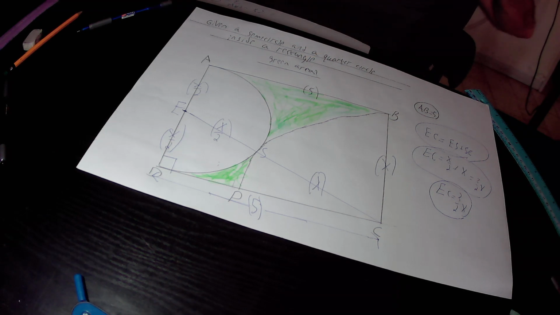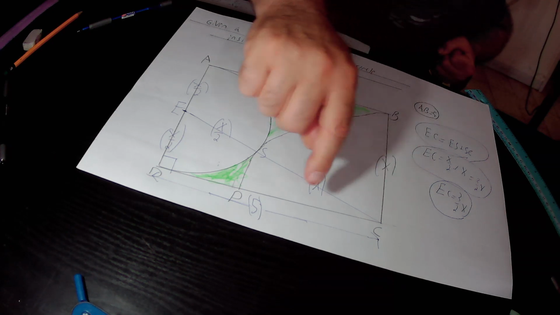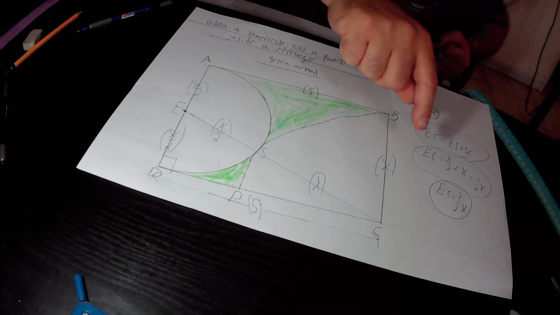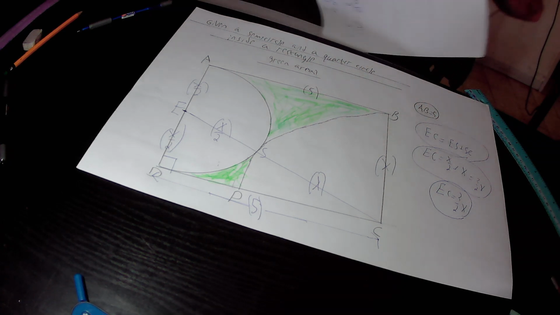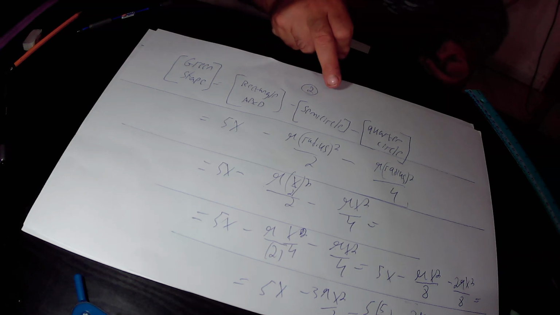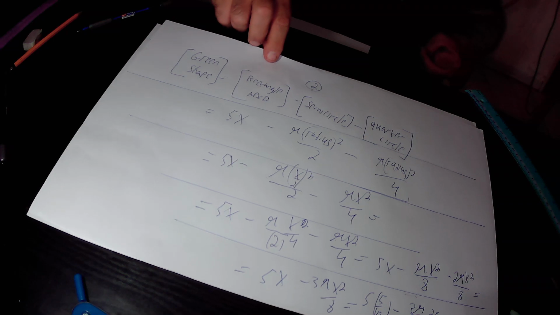From the drawing it is very easy to see that the area of this green shape equals the area of rectangle ABCD minus the area of this semicircle minus the area of this quarter circle. I repeat again, the area of the green shape in total equals the area of rectangle ABCD minus the area of the semicircle minus the area of the quarter circle. What is the area of rectangle ABCD?